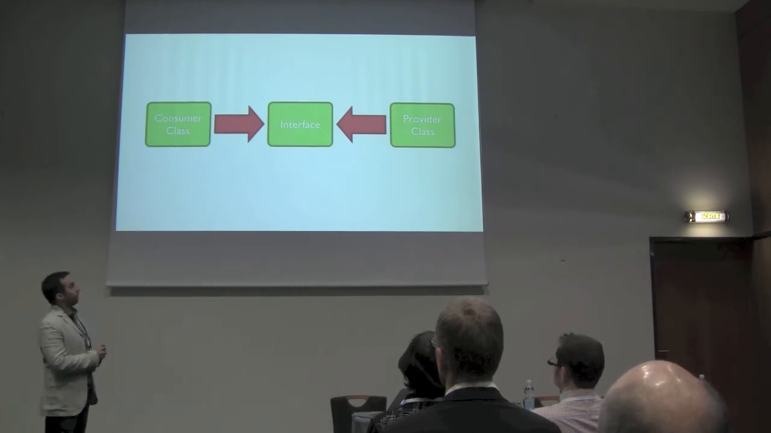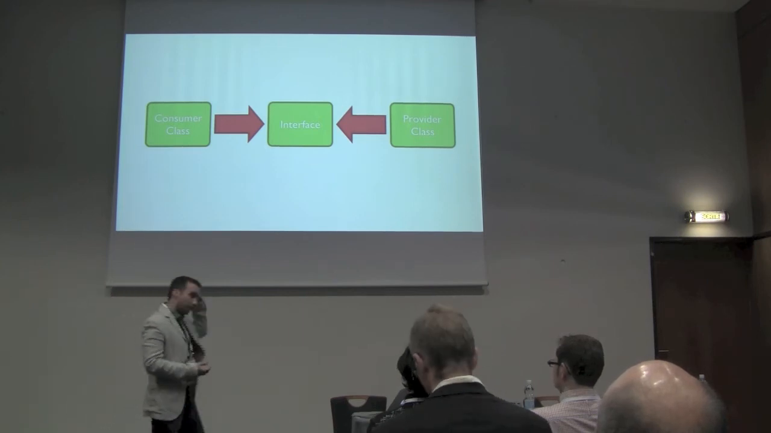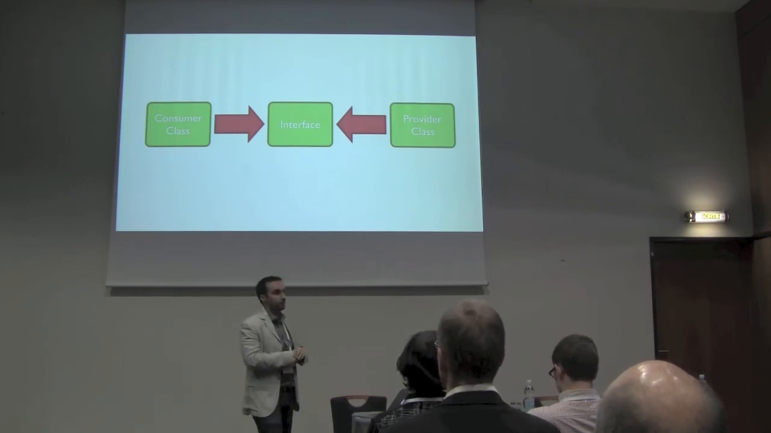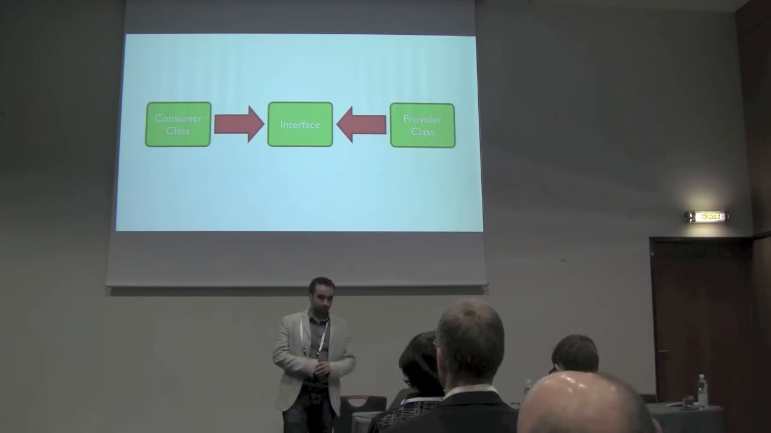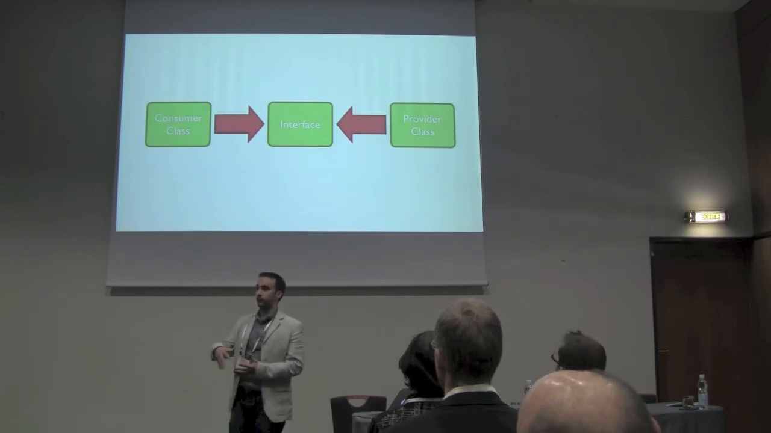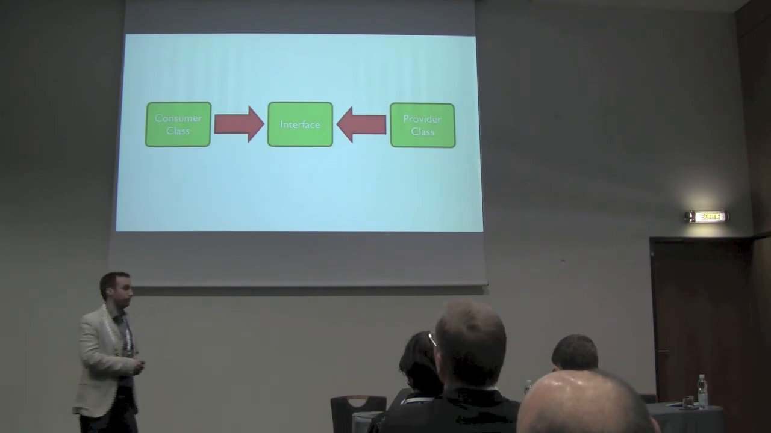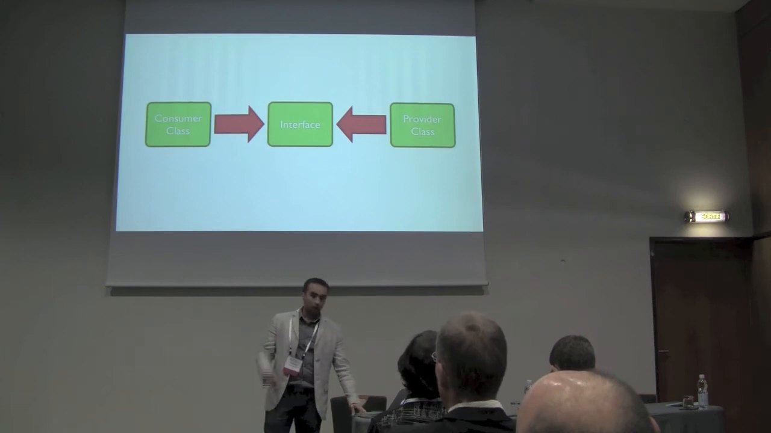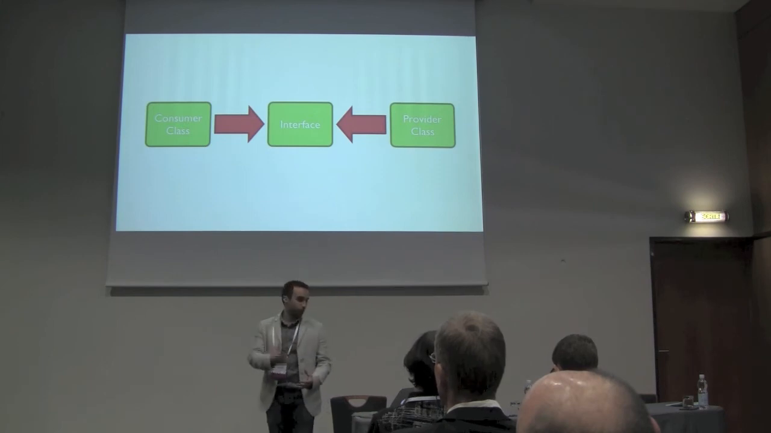What does it mean? Here I have a very simple situation. I have a consumer class that wants to use an object that will be an instance of a class that implements a certain interface. And I have a provider class that will implement this interface, and those instances will be able to be consumed by the consumer class. How should we give a provider instance to the consumer?